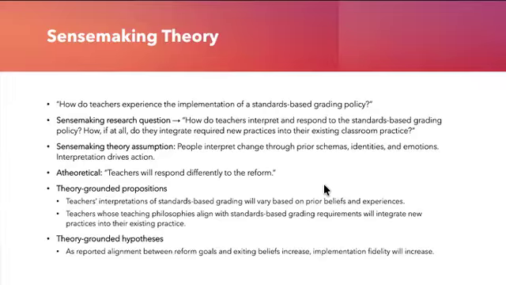An atheoretical proposition could be teachers will respond differently to the reform, right? So that's a prediction, but it's not directly aligned with sense-making theory. Some theory-grounded propositions could be teachers' interpretations of standards-based grading will vary based on prior beliefs and experiences, right? That's what sense-making would predict. Or teachers whose teaching philosophies align with standards-based grading requirements will integrate new practices into their existing practice. So again, that's that idea of assimilation in a sense-making framework.